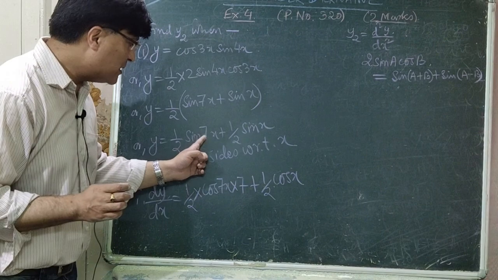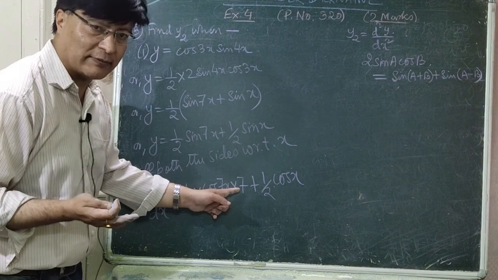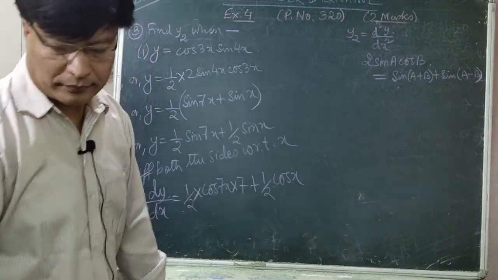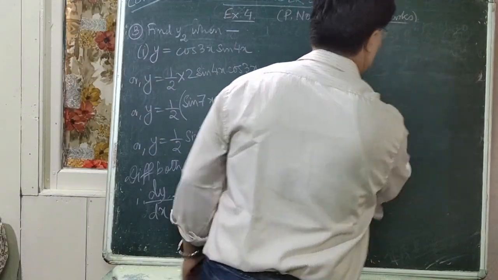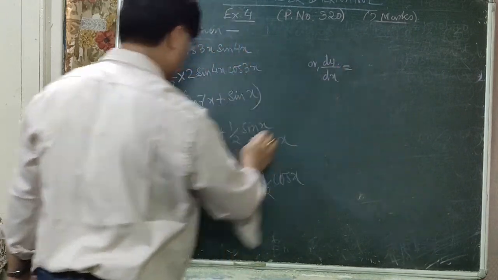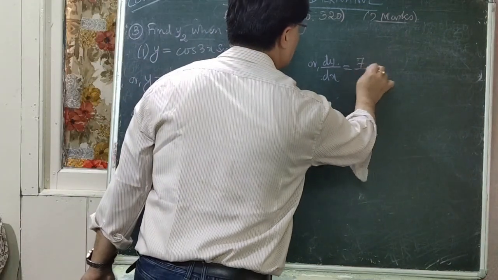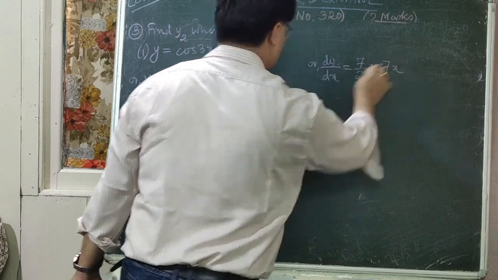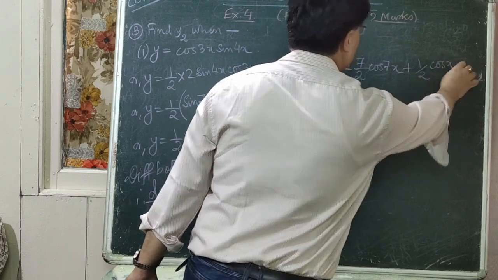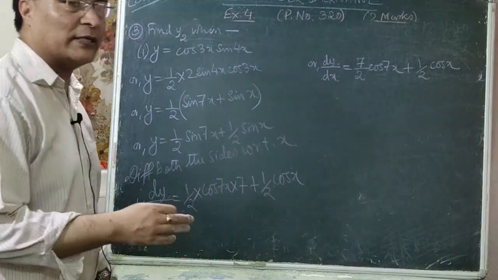But in this case, sine 7x gives cos 7x into d by dx of 7x, which is not 1, it is 7. So you have to write 7. Here, because it is 1, we have not written the 1, okay? So next, dy by dx is equal to, this 7 is constant, you can write it before cos 7x: 7 by 2 cos 7x plus half cos x. Is it clear to all of you? Now again you have to differentiate it to get d2y by dx square or y2.